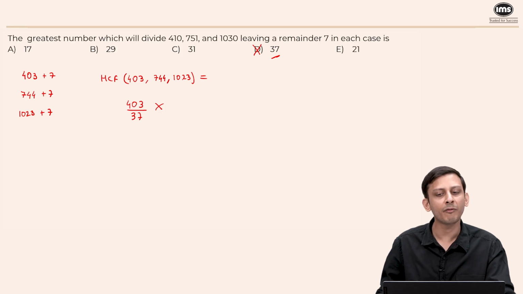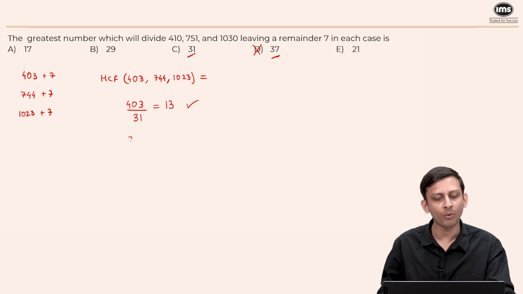All these three numbers have to be divisible by something. We are trying to find the HCF. So of course 37 will not be correct. Now we'll try the next option, which has the next greatest number, which is 31. So 403 divided by 31. Okay, we can see we have 31 into 1, and then we have 93, 31 into 3. So 403 is divisible by 31.